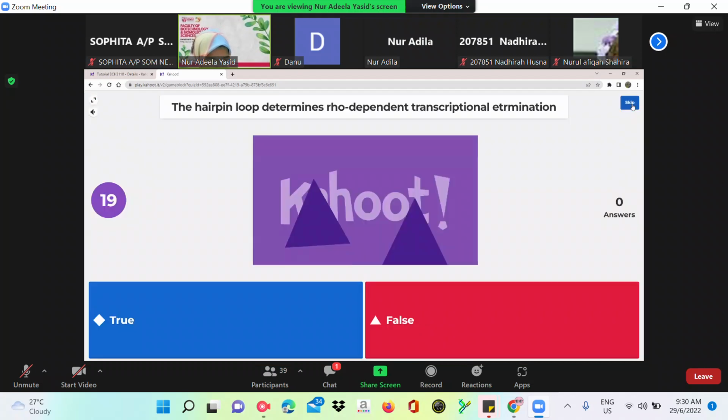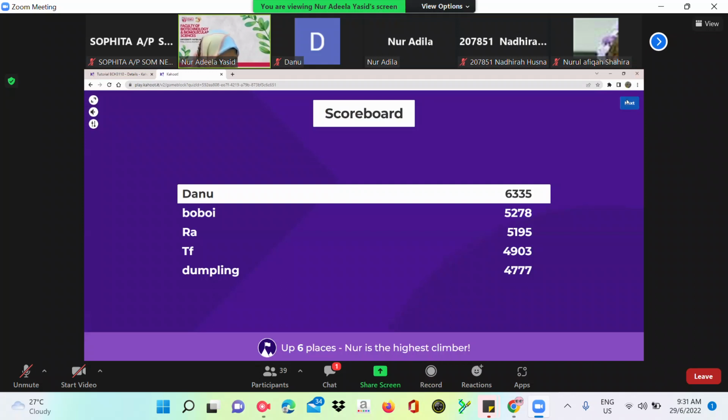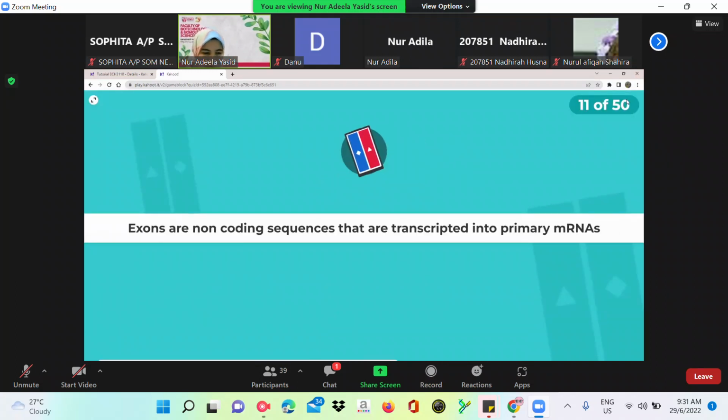Oh, ada typo sikit kat situ. So hairpin loop. It's what transcription termination? What is the answer? For this, your answer false. So what is the answer? Rho independent transcription termination. So this is a sequence-based termination. All right. Okay, another one. True or false?